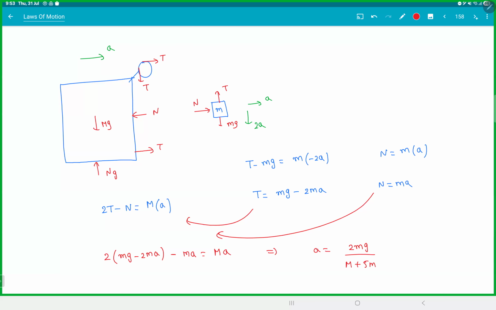Are the steps clear, everyone? Main thing, get your FBD right. You missed one force, the whole thing will go for a toss. Then get your constraint equation. Then it is just a matter of writing equations and solving.